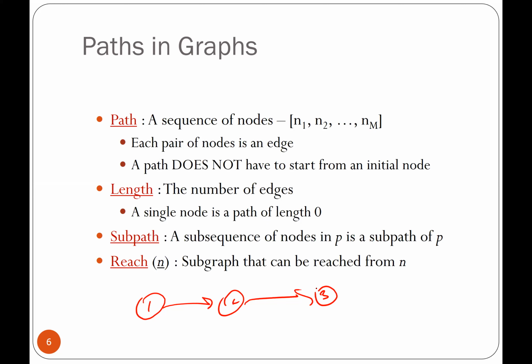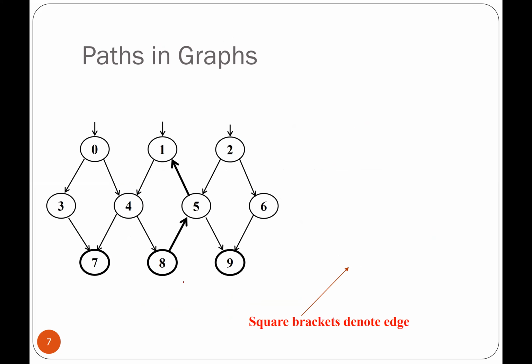I can also define a reach from an edge. So edge 1, 2, this is how I call it. The reach from edge 1, 2 is nodes 2 and 3.